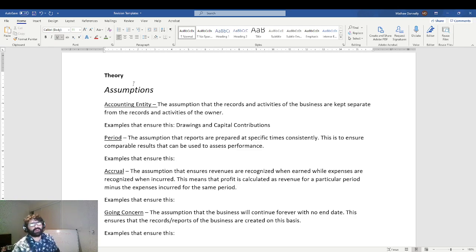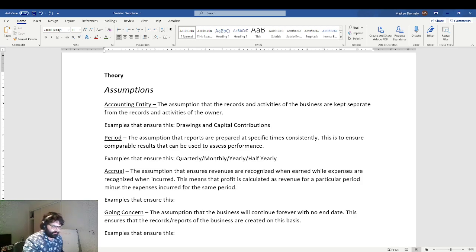We've got the period assumption. This is the assumption that reports are prepared at specific times consistently. This is to ensure comparable results that can be used to assess performance. So you might say quarterly, monthly, yearly, or you might go half yearly, whatever. You can't compare a month to a quarter because that wouldn't work. So the idea of period is essentially we want to be able to compare.